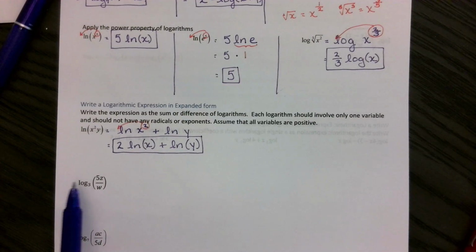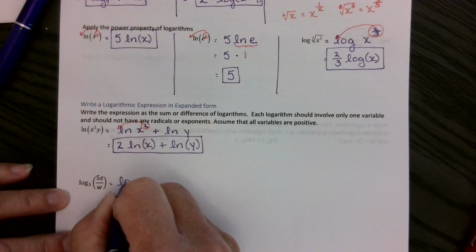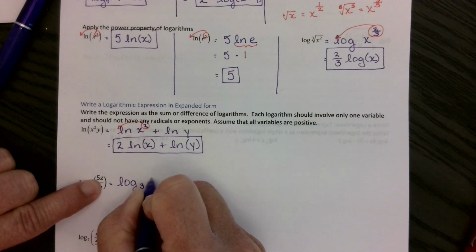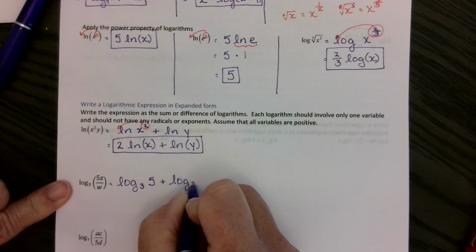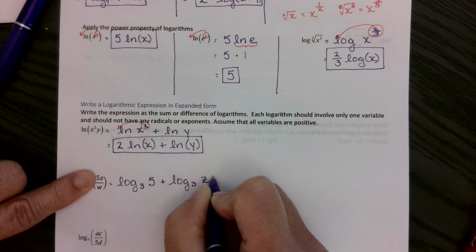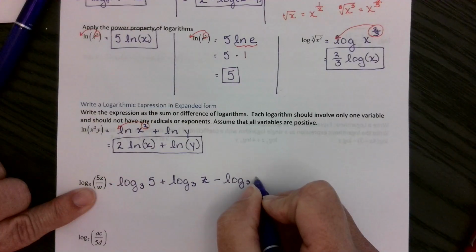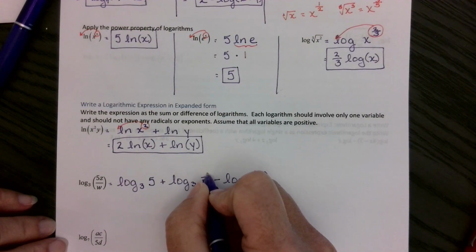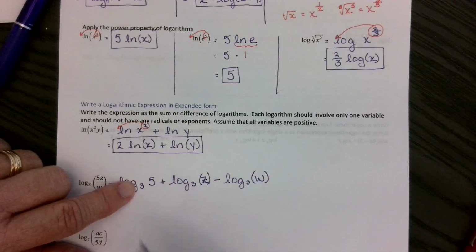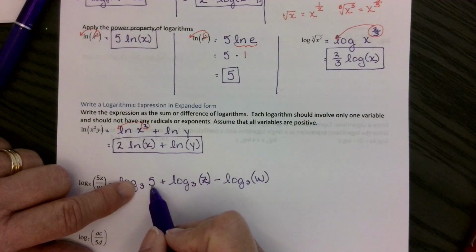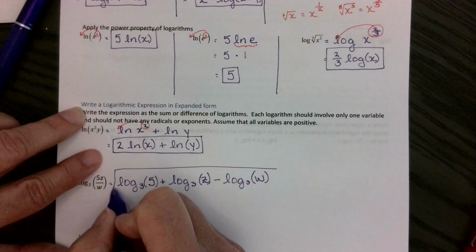Okay, so now we've got multiplication here and we have division here. So we have log base 3 of 5 plus log base 3 of z minus log base 3 of w. And this cannot be simplified, okay? 3 to the first power gives us 3, 3 to the second power gives us 9. So, then again, you can put that around that if you want. You don't have to, either way.